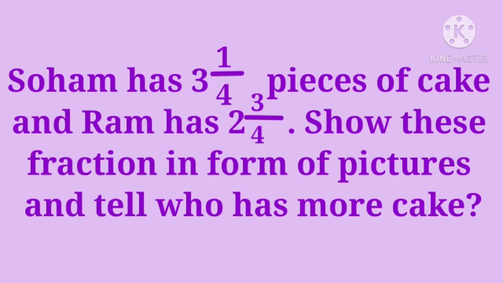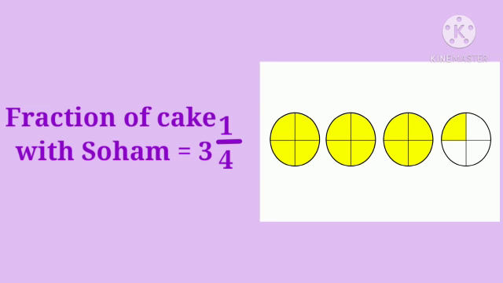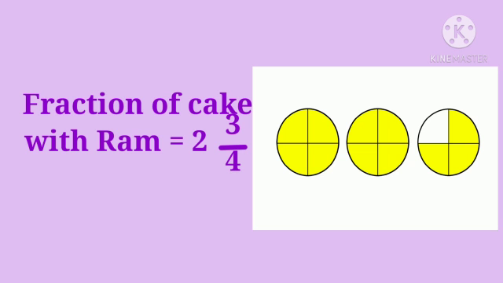Let's see next one. Soham has 3 1/4 pieces of cake and Ram has 2 3/4. Show these fractions in the form of pictures and tell who has more cake. So let us find it out. Fraction of cake with Soham. Here you can see 3 whole parts and 1/4. Now fraction of cake with Ram. Here you can see 2 whole parts and 3/4.